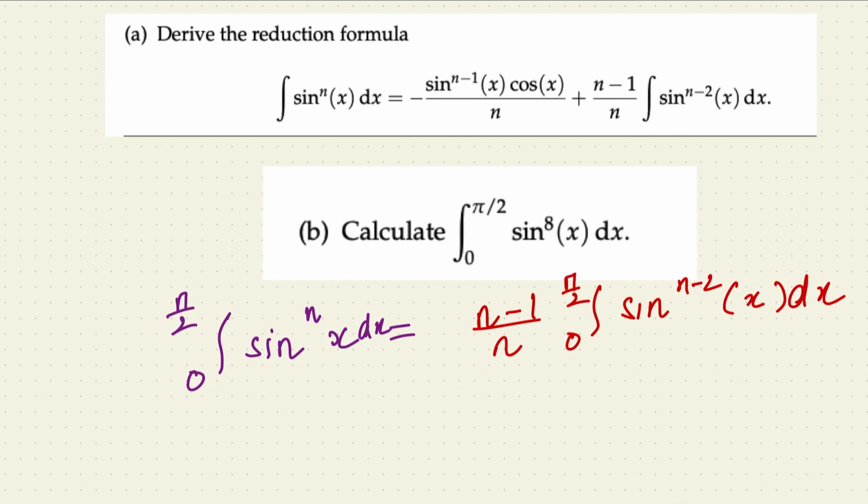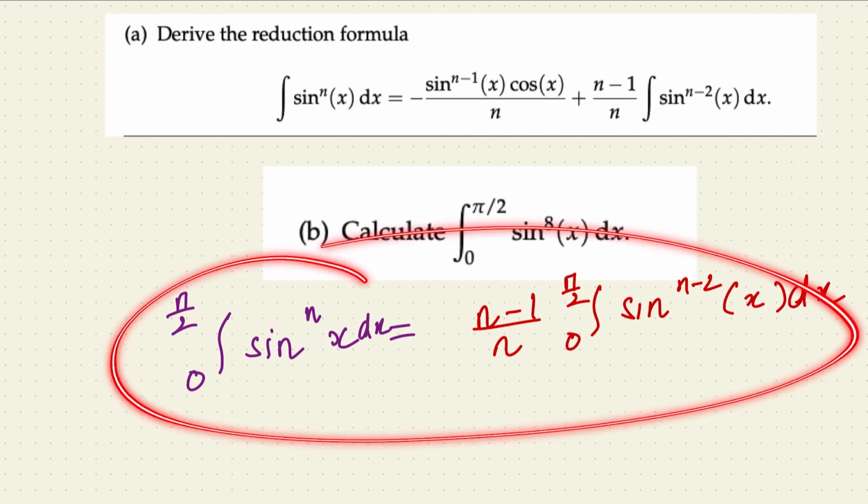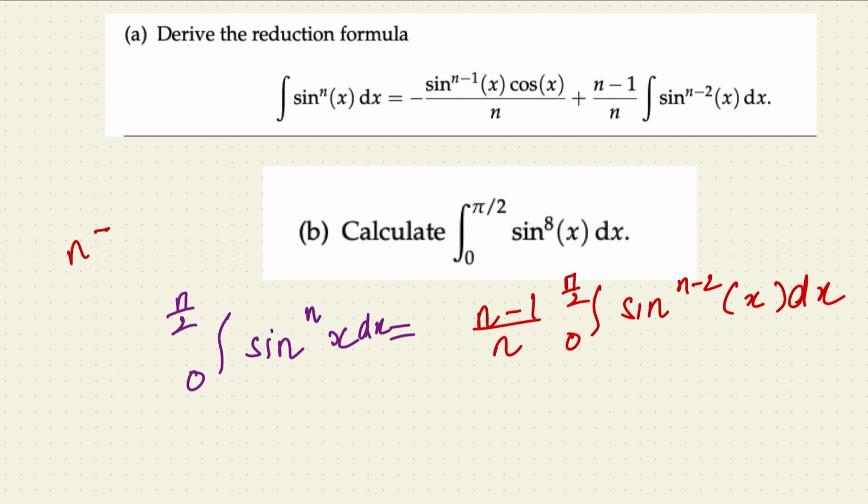Also, there is one more important point about this formula: your n has to be greater than or equal to 0, because you don't want this sine expression to have a negative power. So your n minus 2 power should always be greater than or equal to 0. That is why your n should always be greater than or equal to 2 in this case.